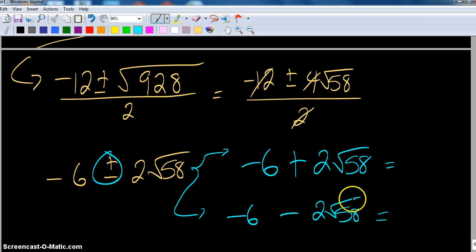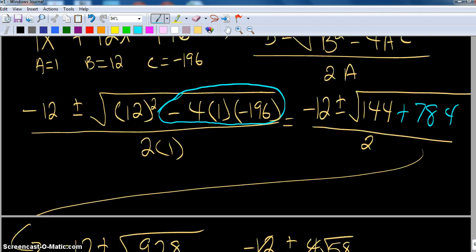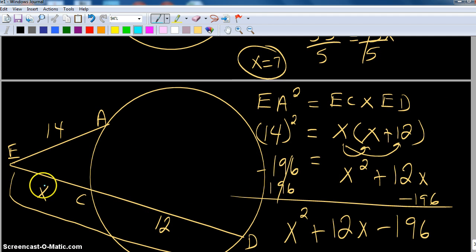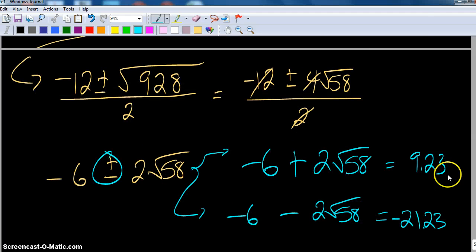You put them in the calculator. One of the answers is positive, one's negative. You put in the calculator, this gives you 9.23, and this one gives you negative 21.23. Now, the whole part of this, remember, was to find this little dumb x right here. And it can't be negative. You can't have a negative distance here, so it's going to be the positive answer, which is 9.23. So that's what x is. X equals 9.23.